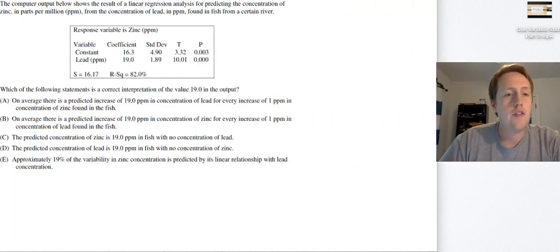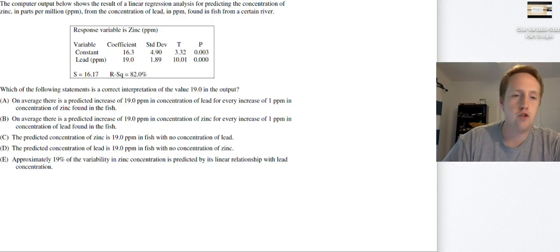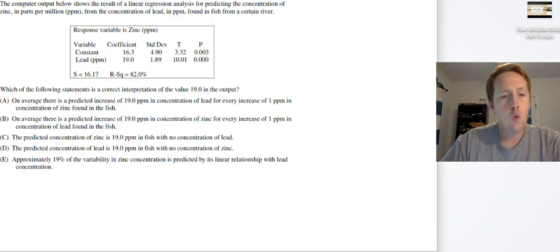Great. The computer output below shows the result of a linear regression analysis for predicting the concentration of zinc in parts per million from the concentration of lead in parts per million found in fish from a certain river. So they're predicting zinc by measuring lead. Which of the following statements is a correct interpretation of the value 19.0 in the output?